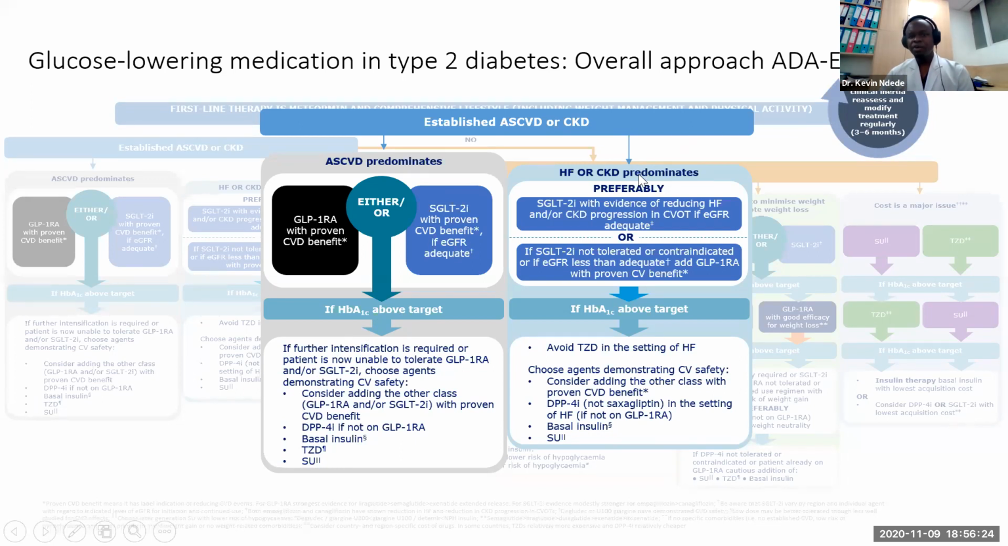If heart failure or chronic kidney disease is the dominant phenotype, then SGLT2s with evidence of reducing heart failure are preferred as initial therapy. And then the additional drugs are as listed below. Again, no preference in the order of listing. You can pick any from this list.